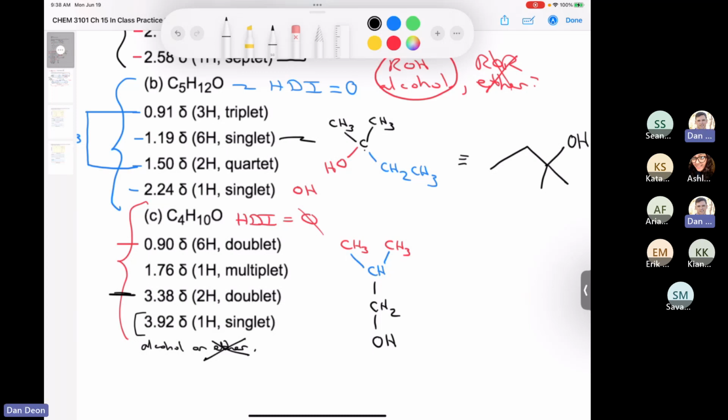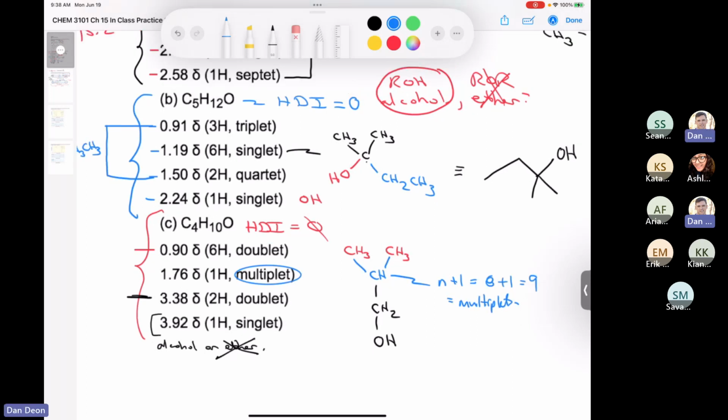So there you go. And the reason that this has a multiplet is because it's coupled next to 1, 2, 3, 4, 5, 6, 7, 8, right? So n plus 1 is equal to 8 plus 1, but that's probably not going to be a nonette. There's no such thing really. So it's probably just going to give you some kind of jumbled up mess of peaks, which gives you a multiplet. So we'll just put here multiplet like that.